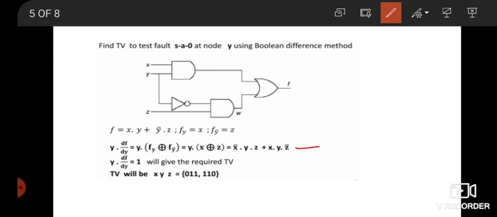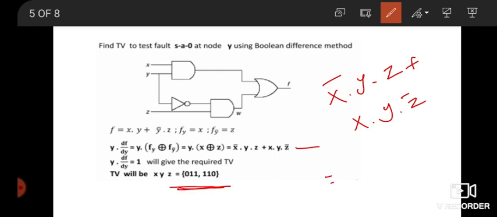We are going to write the test vector of the given fault. That means y stuck-at-0, the y node is affected by stuck-at-0. So here what is the expression? x bar dot y dot z plus x dot y dot z bar. From this expression we are going to write the test vector.